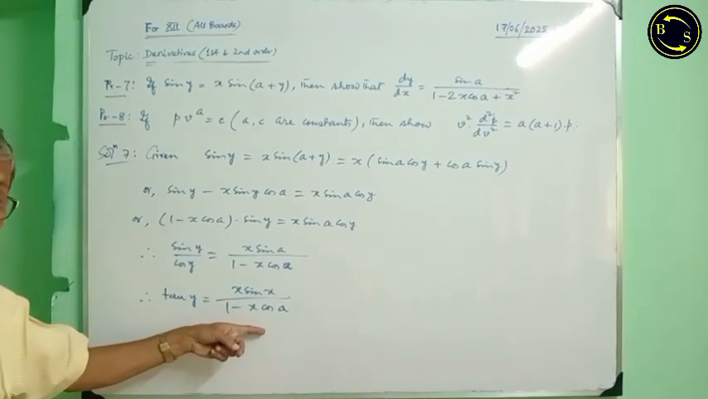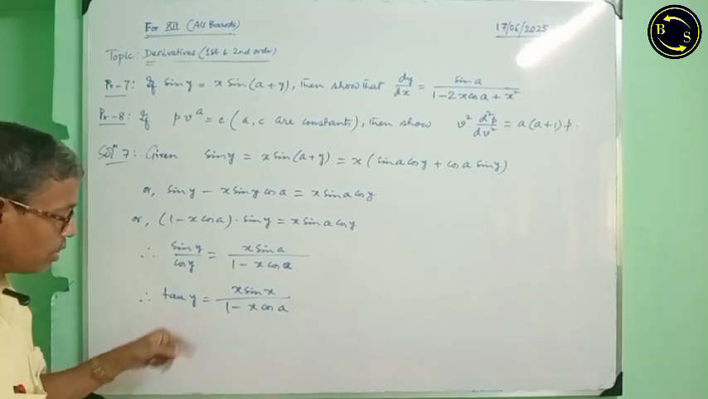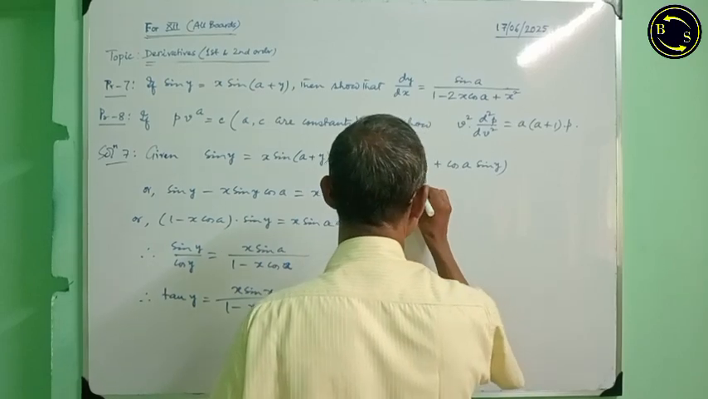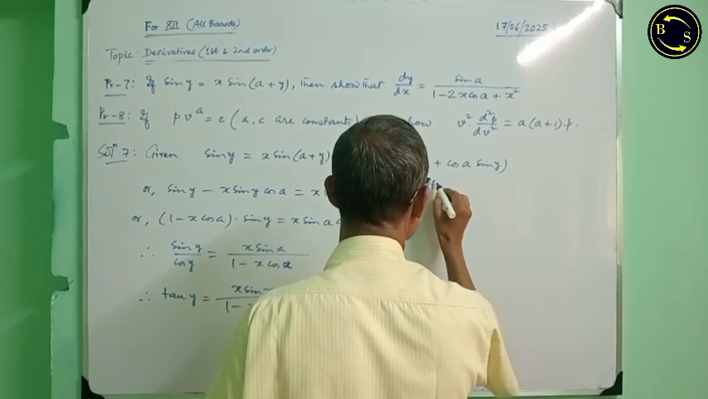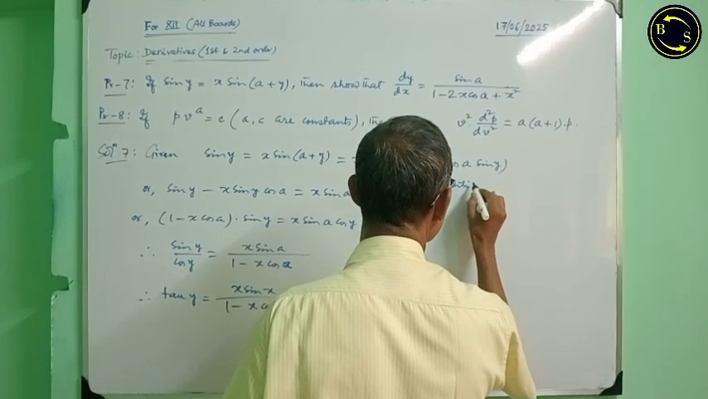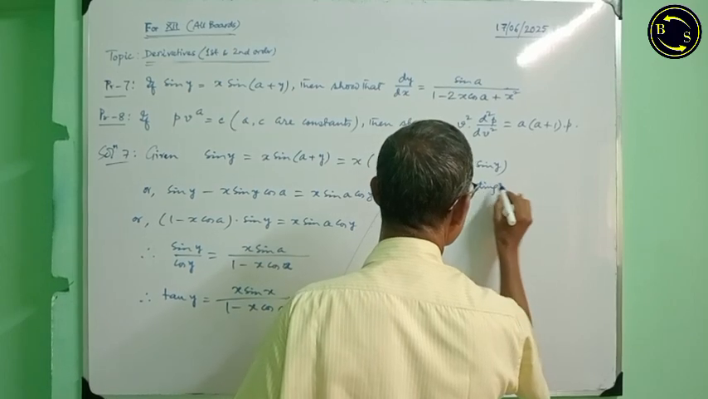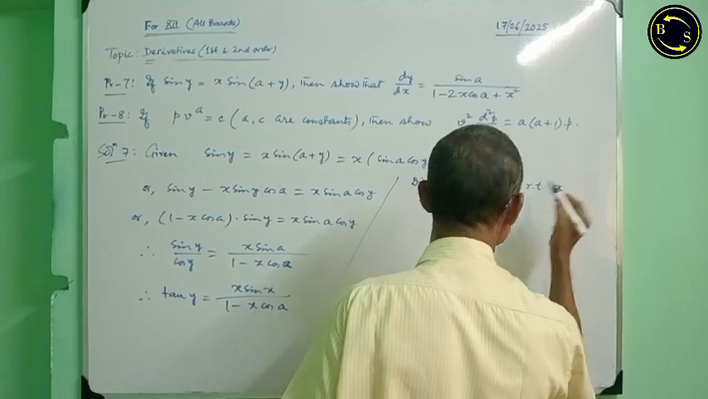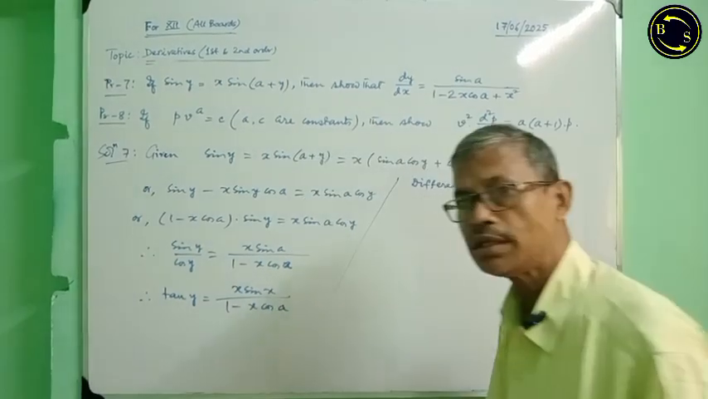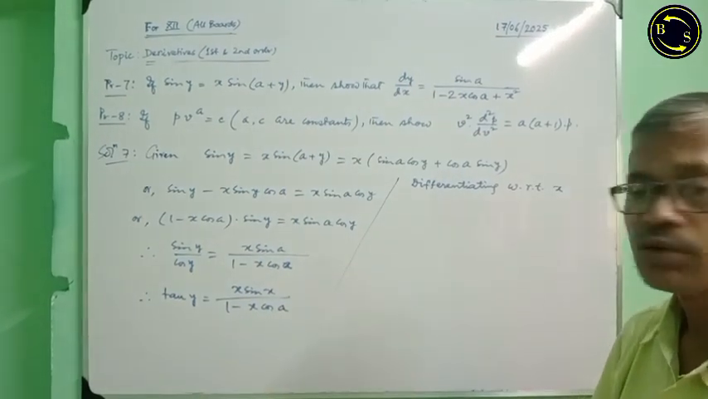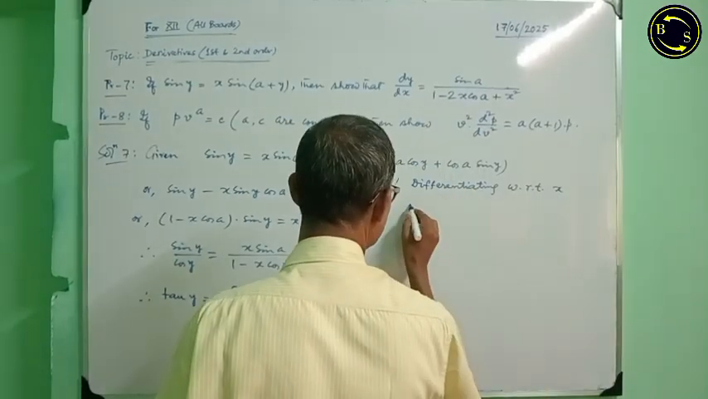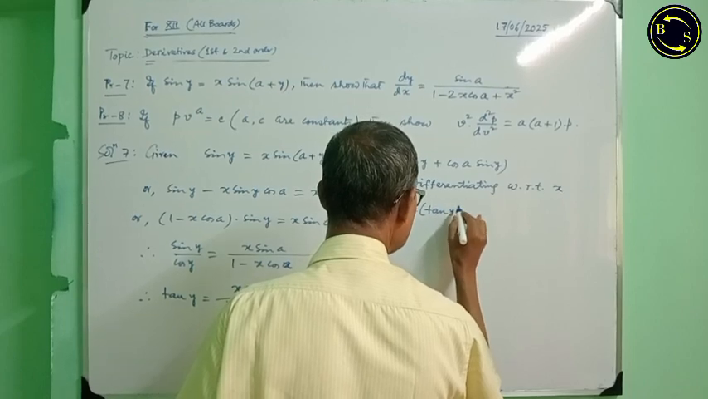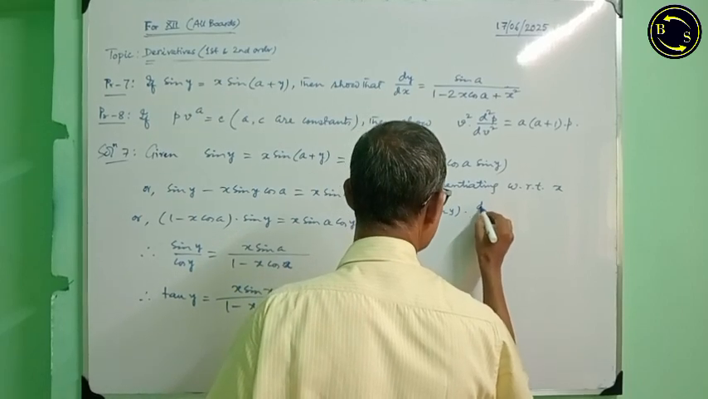y in terms of x, tan y of course. Then differentiating with respect to x. Left hand side is a function of y, therefore chain rule is applied: d/dy of tan y into dy/dx.